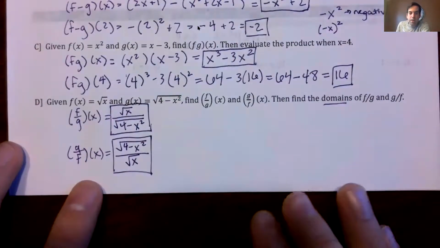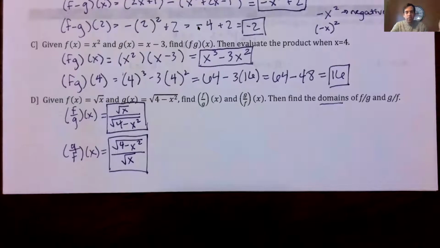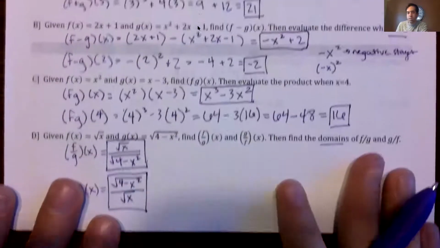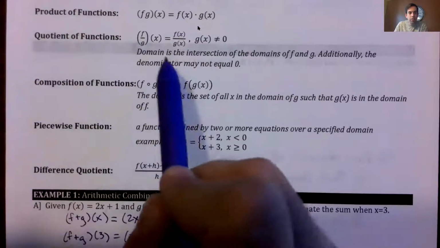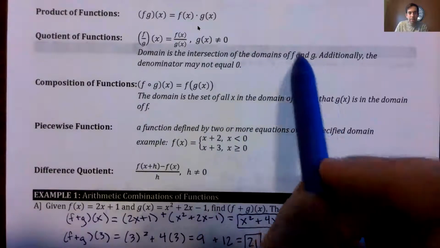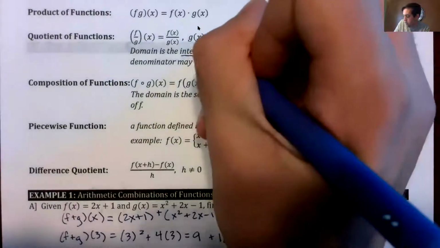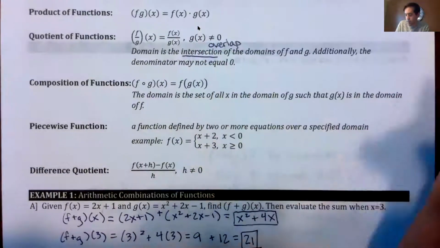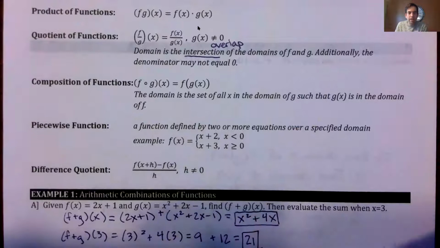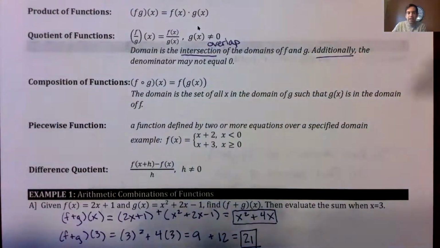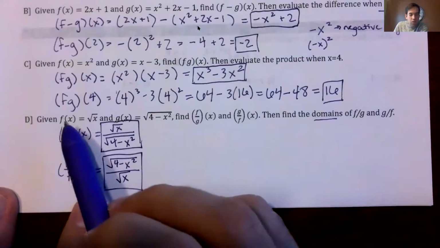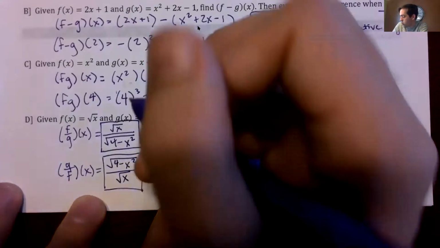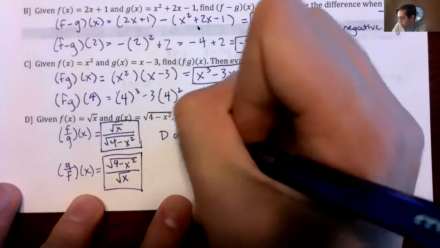All right, so now let's think about the domain. Remember, the domain is the x values that have y values for each of these functions. So if we go back up to the top, we saw that the domain for a quotient of functions is the intersection of the domains of f and g. That word intersection just means the overlap. So wherever the domains of f and g overlap, and additionally, the denominator may not equal 0. So I think the first thing we should do down here is figure out where the domains of f of x and g of x overlap. So we're going to start by finding the domain of f and the domain of g.